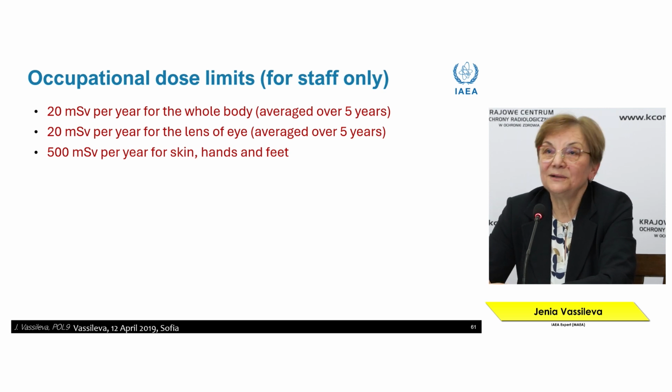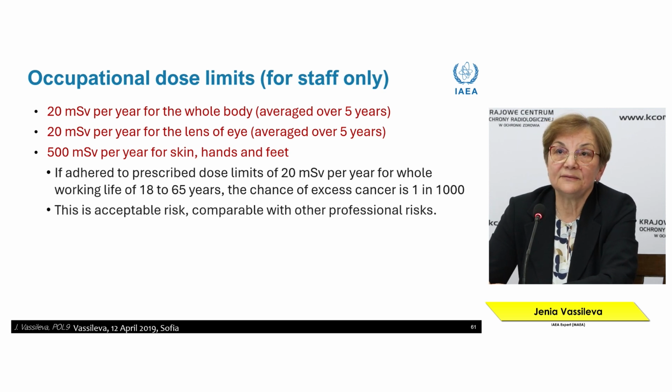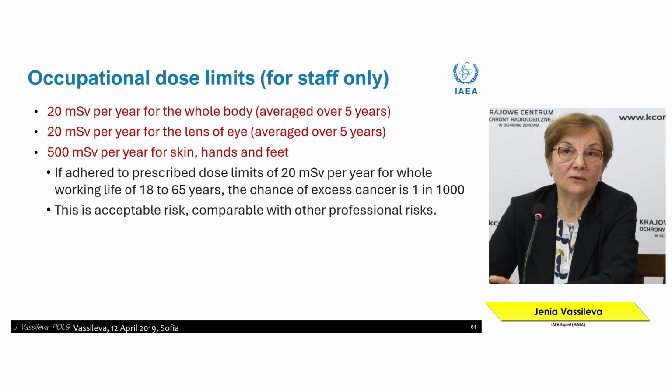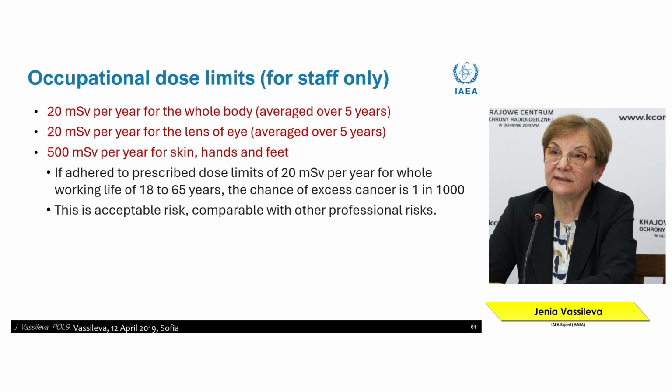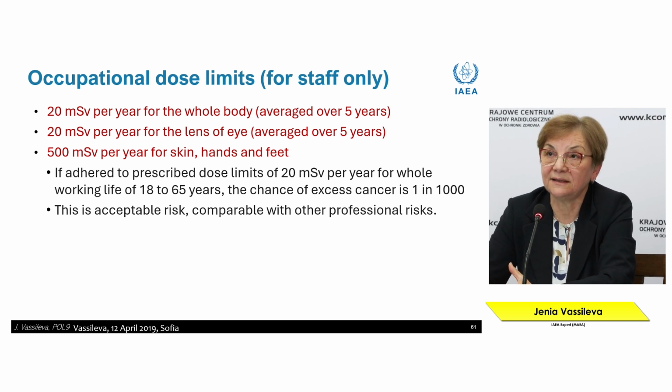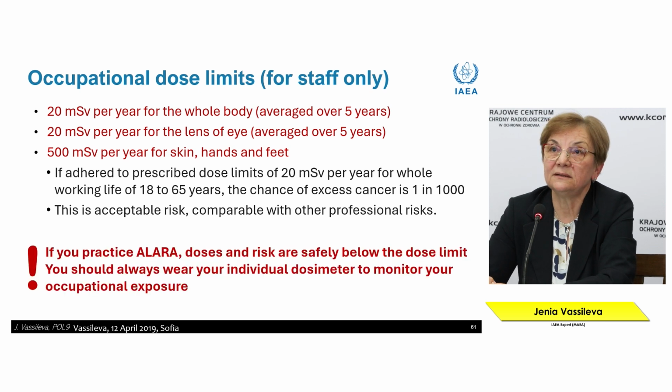You know, there is an occupational dose limit for staff; there is no dose limit for patients. And in fact, if staff adhere to the prescribed dose limit of 20 millisievert per year over a whole working life, the chance of excess cancer is very low. This is an acceptable risk that is comparable with other professional risks. This is how the dose limit is selected, to ensure that the occupational risk for radiation workers is comparable to professional risk in other professions.